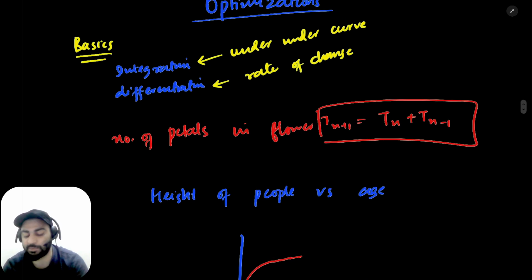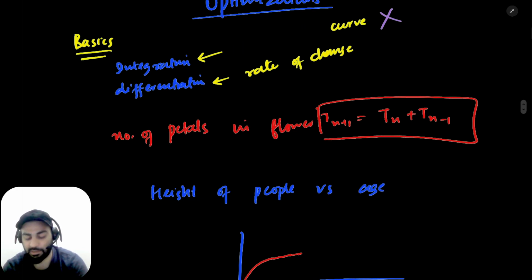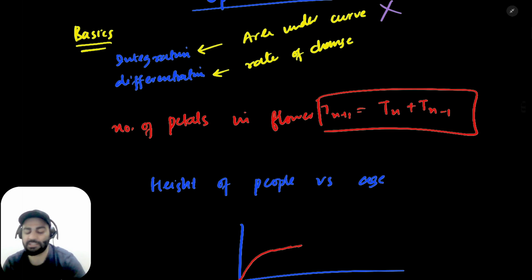Now, let's leave integration aside because we have seen the basics. It is used for the area under a curve. So I wrote area under curve. Differentiation now gives the instantaneous rate of change.